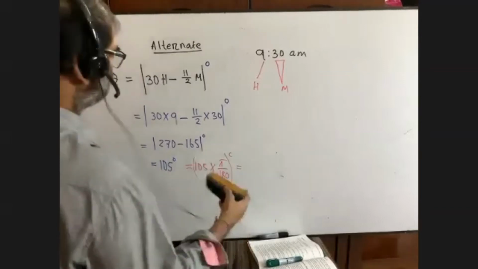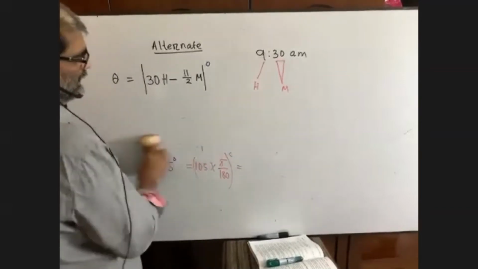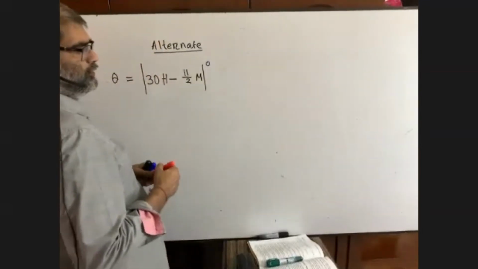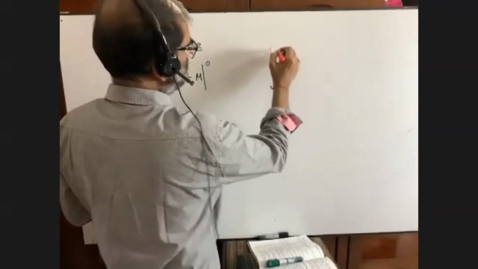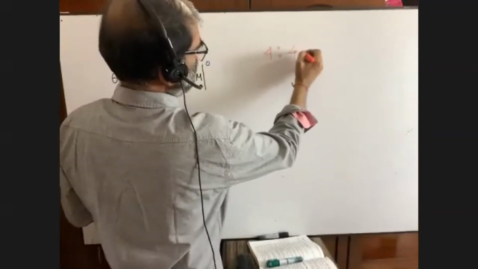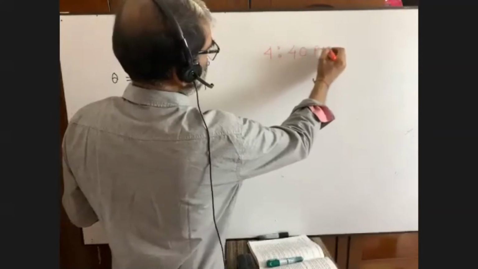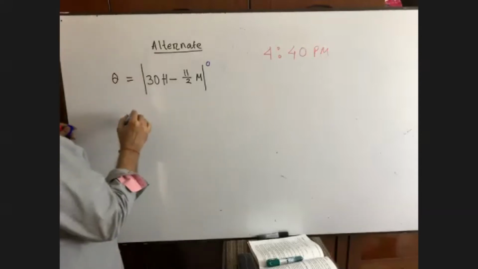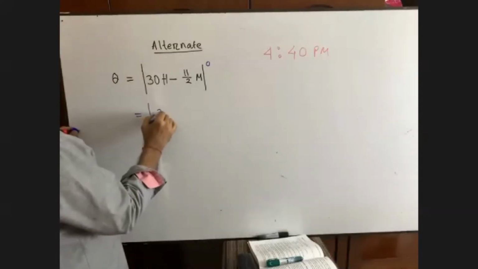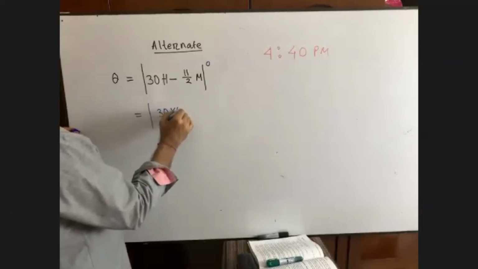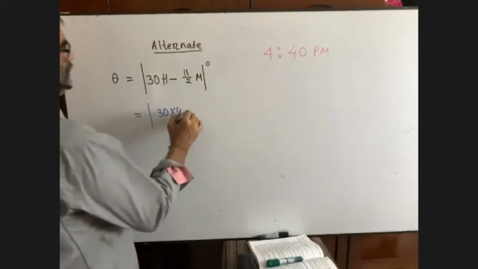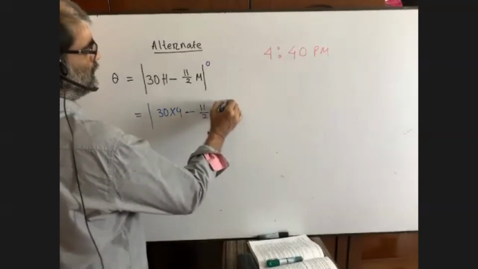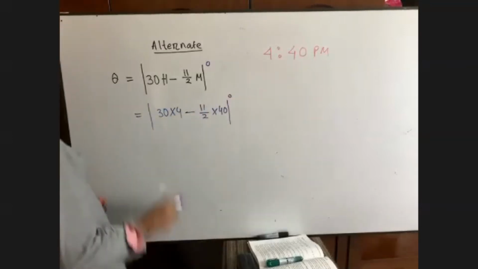Okay. Now, suppose you see another math. What did I give you? 4:40, right? 4:40 p.m. Now you calculate it, put the value. What is the hour here? Hour is 4, minus 11 by 2, 40. Now please calculate.